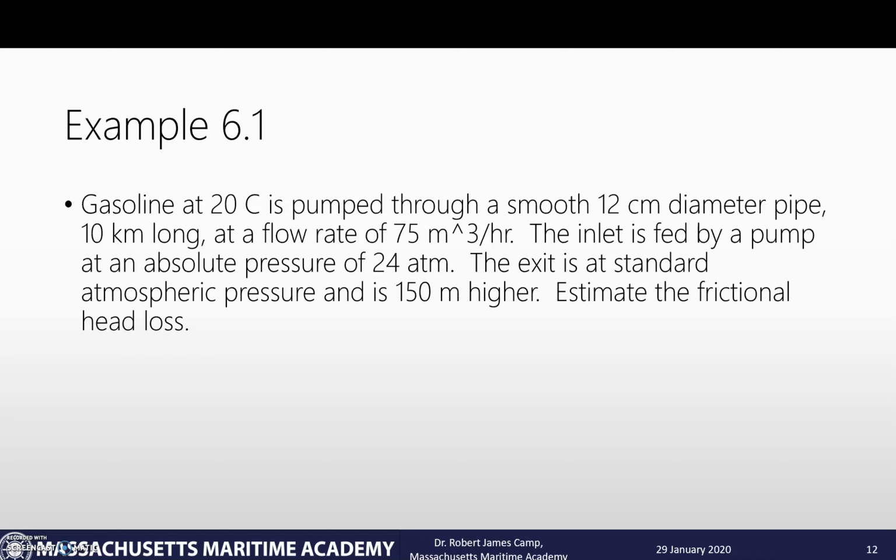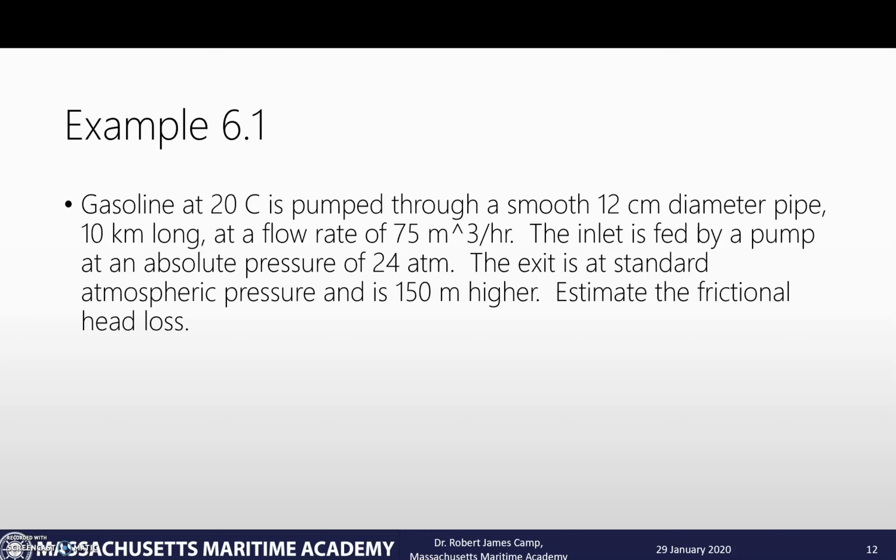Gasoline at 20 degrees C is pumped through a smooth 12 centimeter diameter pipe. It's 10 kilometers long, and it has a flow rate of 75 cubic meters per hour. The inlet is fed by a pump at an absolute pressure of 24 atmospheres, and the exit is at standard atmospheric pressure and 150 meters higher. What we want to do is estimate the frictional head loss.